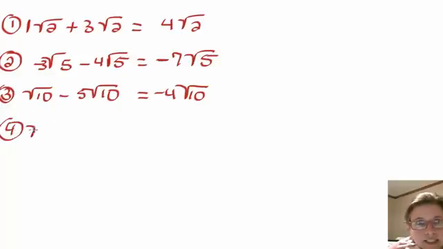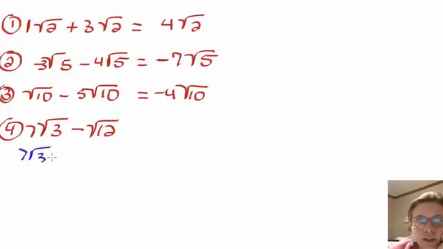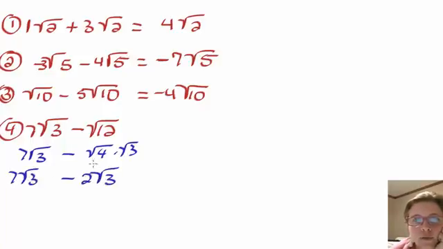Now, let's say you have 7 square roots of 3 minus the square root of 12. Well, those are not like, but you can make them like because you can break down 12. Remember, this takes us back to our first section. This is going to be the square root of 4 times the square root of 3. So 7 square roots of 3 minus 2 square roots of 3, because the square root of 4 became 2, square root of 3 stayed. Now we can subtract and get 5 square roots of 3.